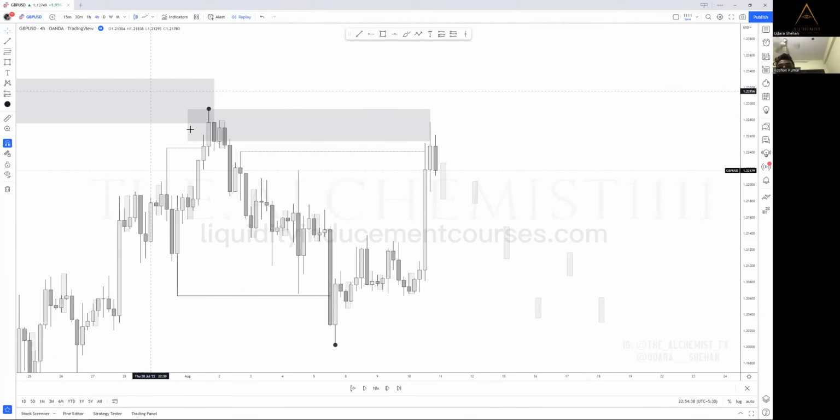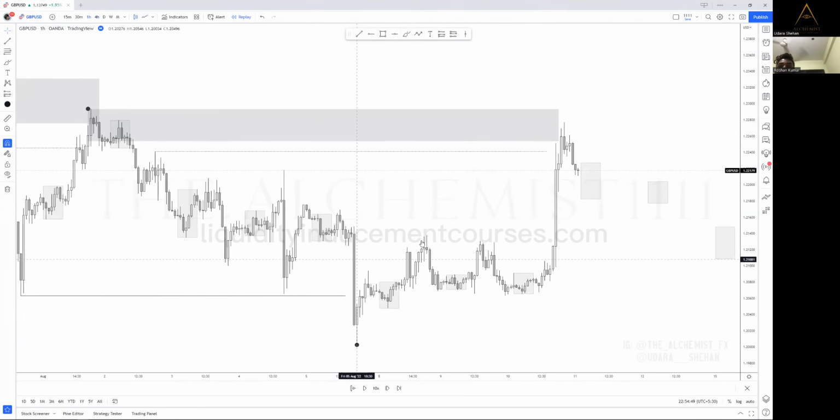Okay, so now I'm waiting for a confirmation. What's the confirmation we want to see? Inside of the zone of interest, we want to see a breakout structure, right? On a lower time frame. So let's go to the 1-hour. On the 1-hour, of course, there are no swing points to be seen for us to get the confirmation entry. Can you see that? No swing points on the 1-hour time frame.